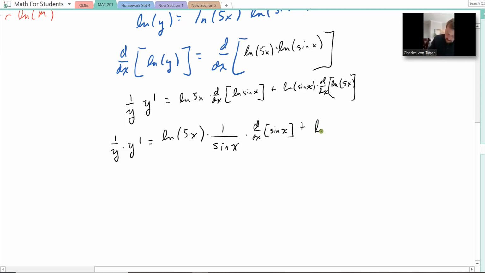Plus, here I've got the natural log of the sine of x, and now I'm going to take the derivative of the natural log of 5x. Well, the derivative of the natural log of an expression is 1 over that expression times the derivative of that expression.